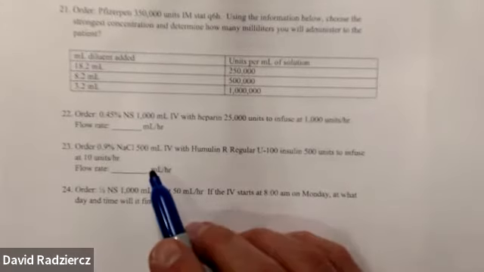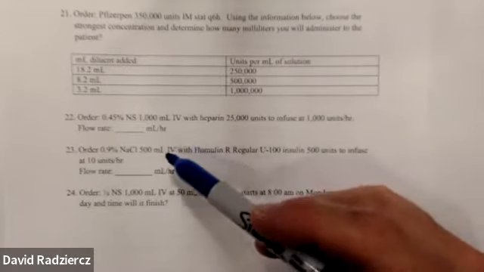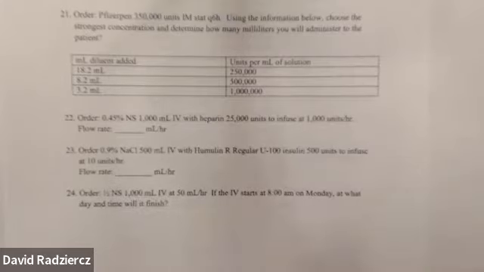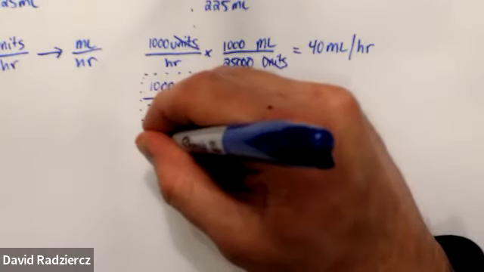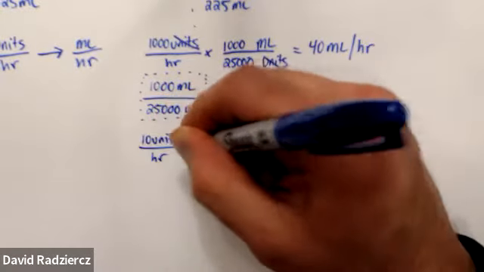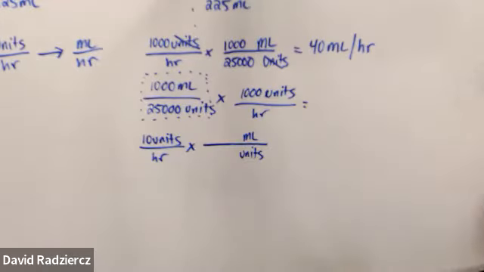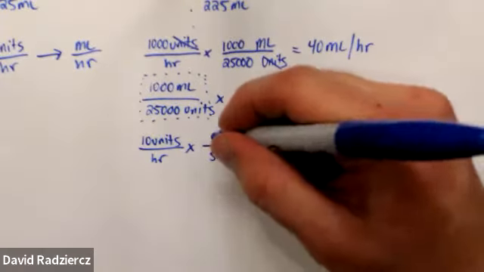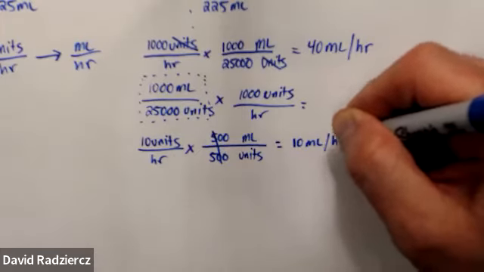So that was 22. For 23, we're going to have a similar question, except now it's insulin instead of heparin. It says a 500 milliliter IV that has 500 units of insulin, and it's infusing at 10 units per hour. So I'm going to do the same strategy, 10 units per hour. I don't want units, I want milliliters. So I'm going to look at my IV, 500 milliliter IV that has 500 units of insulin. Thankfully, that cancels out for us, and the answer is 10 milliliters per hour.